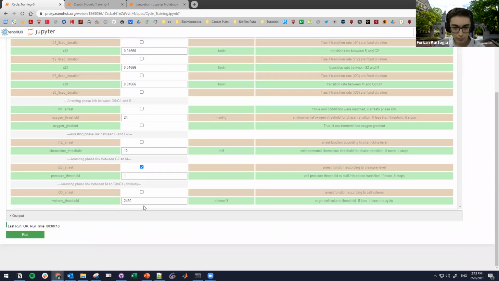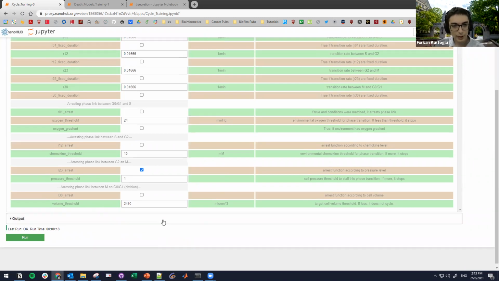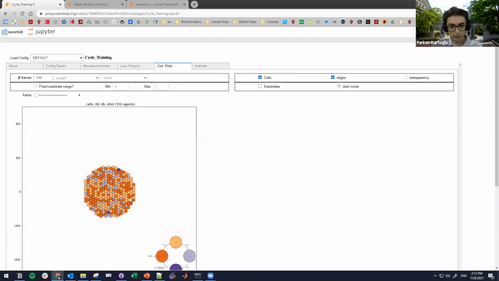And volume is similar behavior because of the adhesions, so the volume is sometimes small, and they cannot divide. If we have any questions, I can take them right now. Aneequa, can you help me?